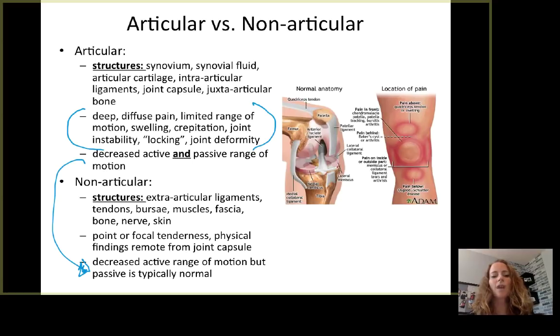The structures for non-articular, which can also be considered peri, or surrounding the joint capsule, will be extra-articular ligaments, tendons of muscles nearby, bursae, muscles themselves, fascia, bone, nerve, skin. These tend to be focal tenderness or point tenderness, easier for the patient to point to, and the physical findings may be remote from the joint capsule.